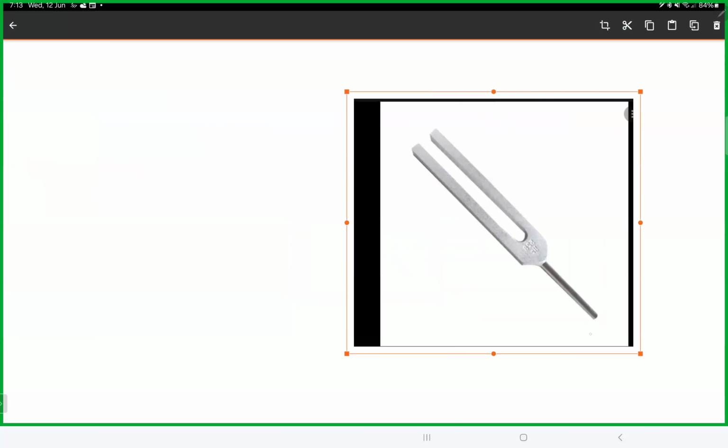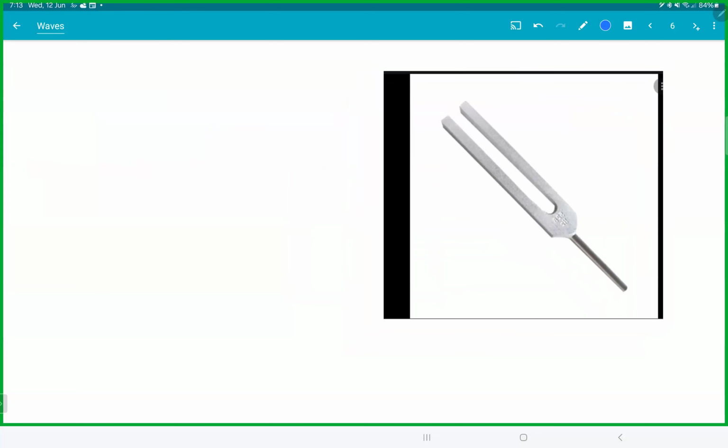There. This is how a tuning fork would look. These things here are called prongs. When you have this tuning fork, call this point A and this point B. When they oscillate, understand how they oscillate. They'll come together, they'll go away together. They don't oscillate like this. They come and go away together like this.